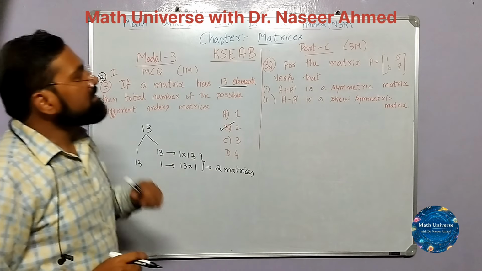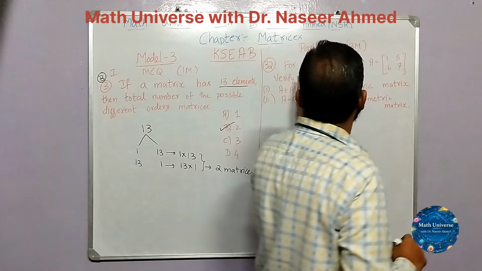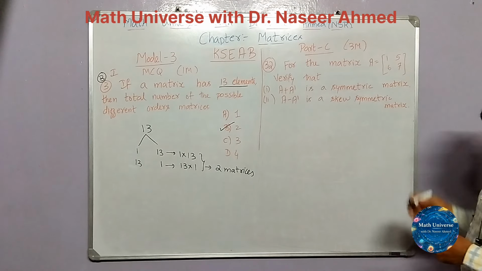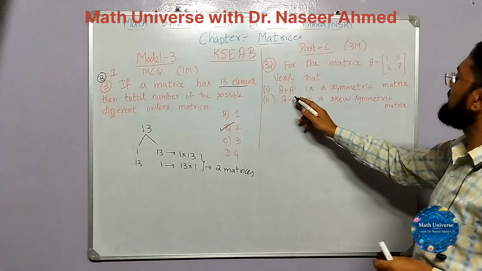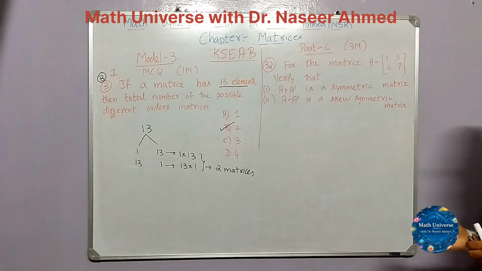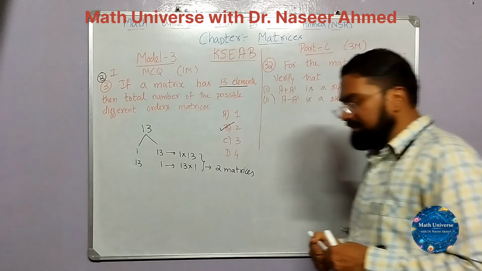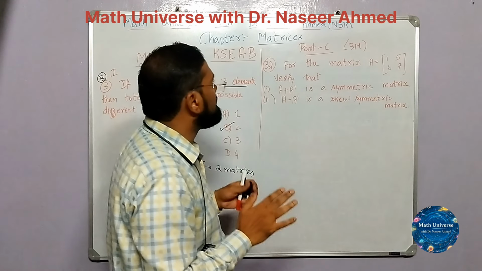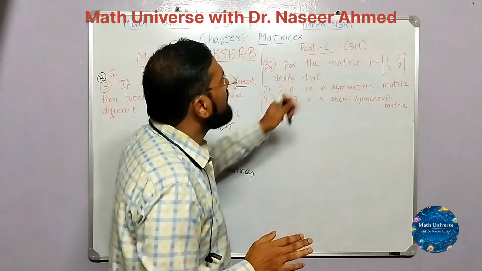Now let us move on to this. Question says 3 marker from part C. For the matrix A 1, 5, 6, 7, we have to verify A plus A transpose is a symmetric matrix and A minus A transpose is a skew symmetric matrix. Theorem number 1 we have already proved in our matrices concept. Now we are going to verify.